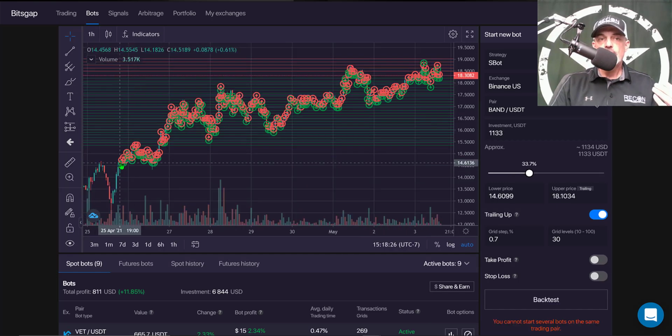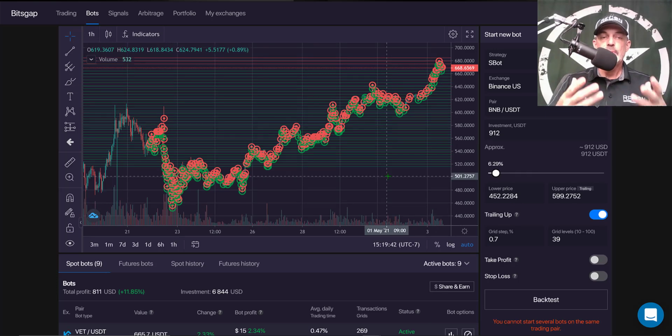And another example of a bot I have deployed with the trailing up feature enabled would be Band. And while the grid hasn't moved a great distance away from the original opening price, it is moving up with this price action as the price action continues to move up. And so I'm locking in additional profit that I may not have had a shot at had the grid not trailed up along with the price action.